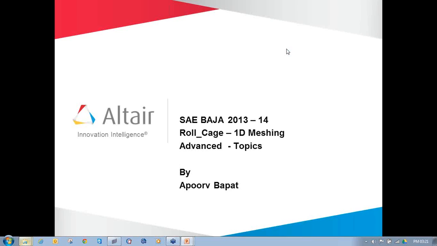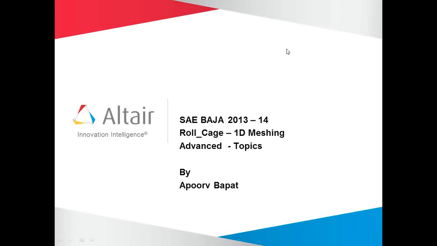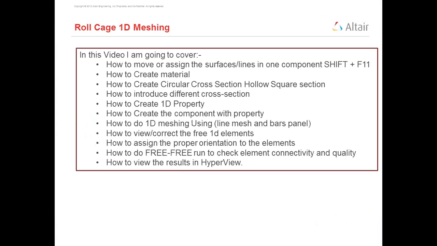In this video I am going to cover how to edit the roll cage data and how to generate 1D meshing on the roll cage line data. The topics I am going to cover: how to import the CAD file in HyperMesh, then how to move or assign the surfaces or lines in one component if there are several components in your model.